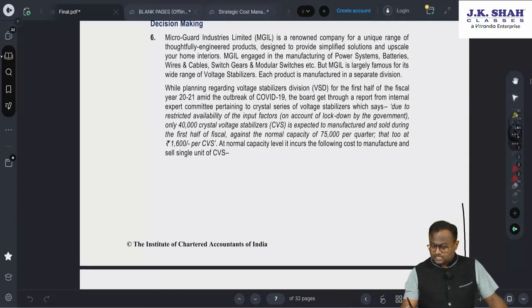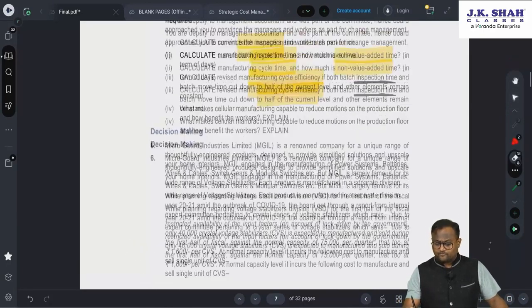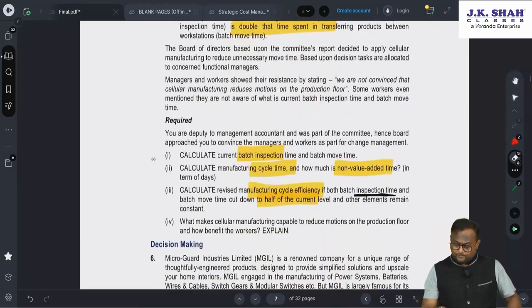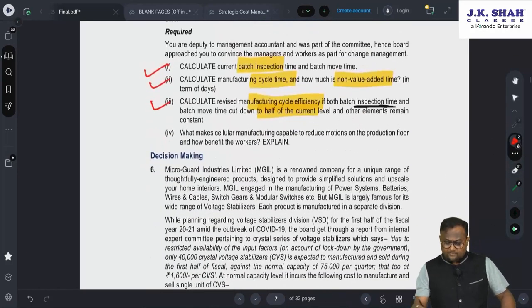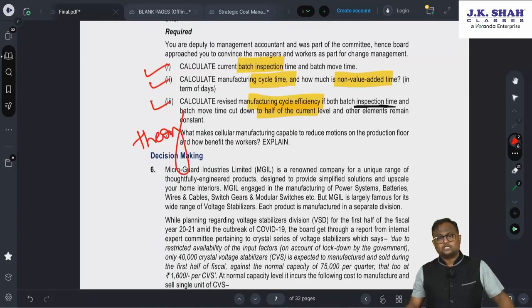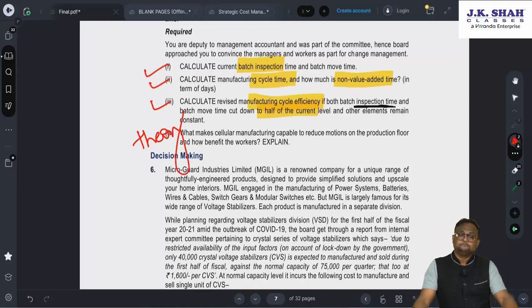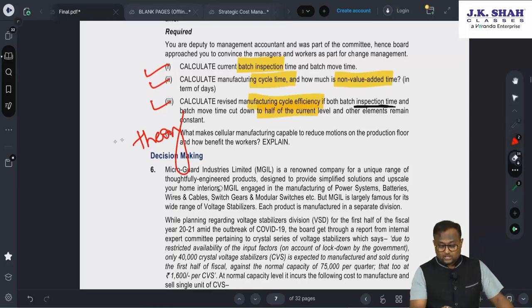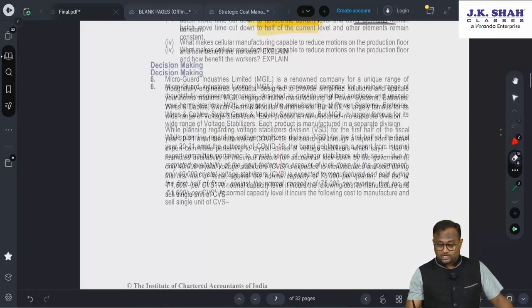Wasn't a big deal as far as concept is concerned. The first three are practical, which are very important. And the fourth one was like a theory for cellular manufacturing, which they have been asking since long. So, let's go for the next one. Question number 6.